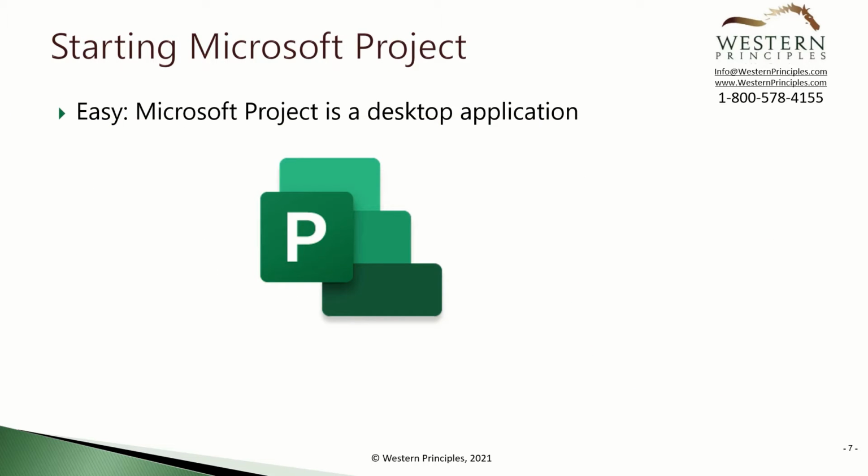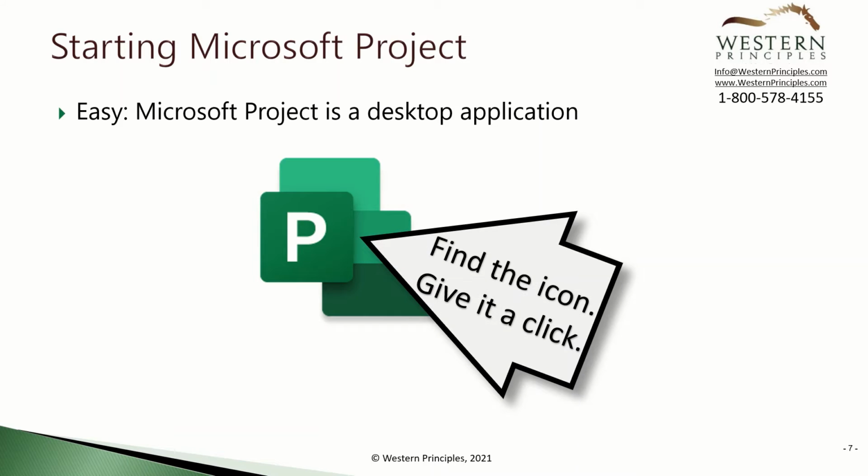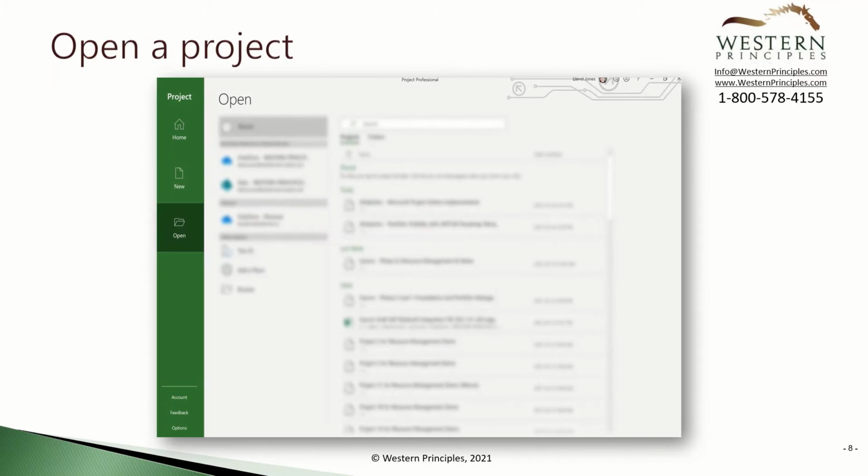Alright, let's get started. To start Microsoft Project Online, simply look for the icon and give it a click. Depending on how you've got Microsoft Project configured, this might be on your desktop, in the Windows menu, or on your taskbar. There are many ways that Microsoft Project can be configured, and the way that you access it might be different than what we're showing here, for example, if you're already using Microsoft Project Online or Microsoft Project Server. But in any event, when Microsoft Project starts up, it should look something like this.